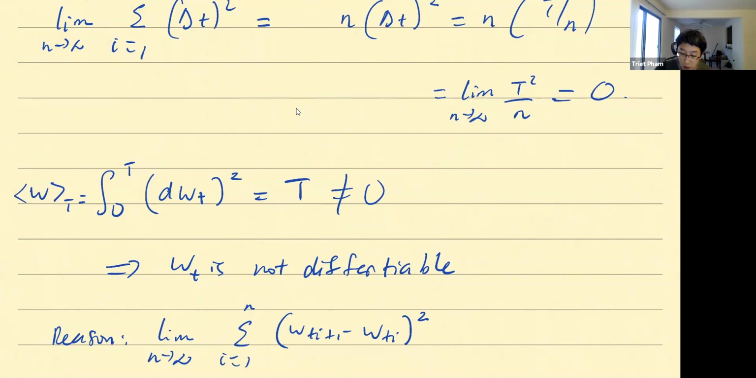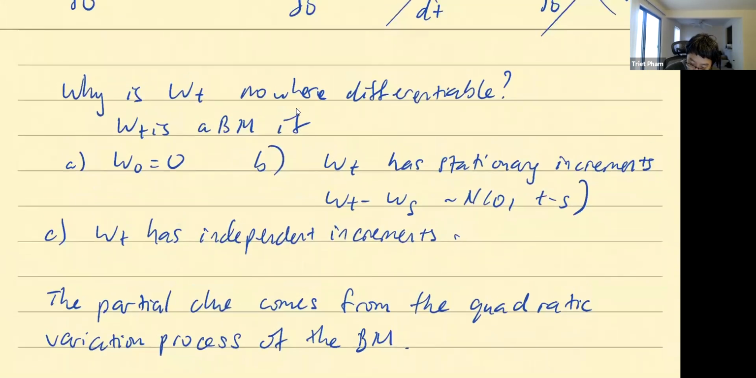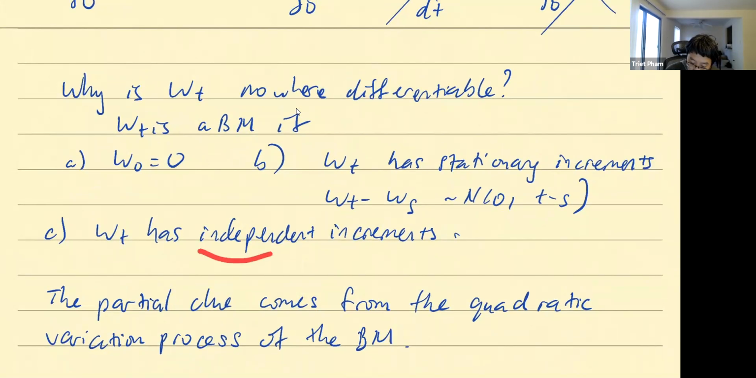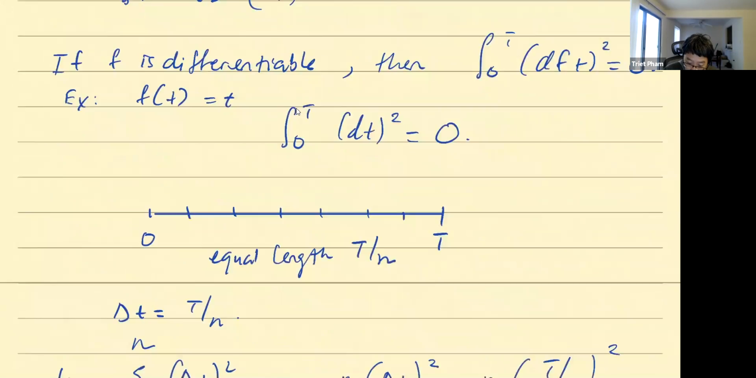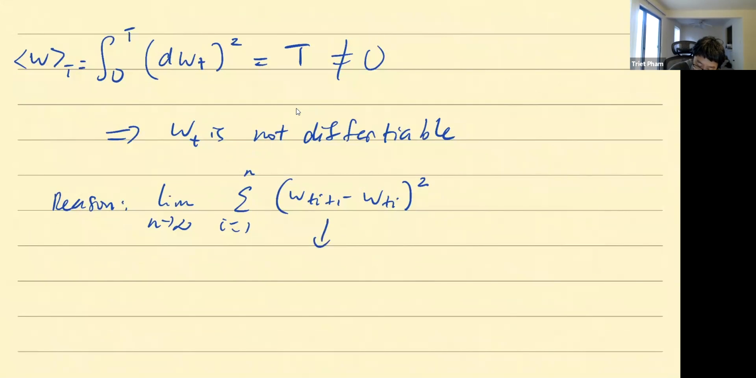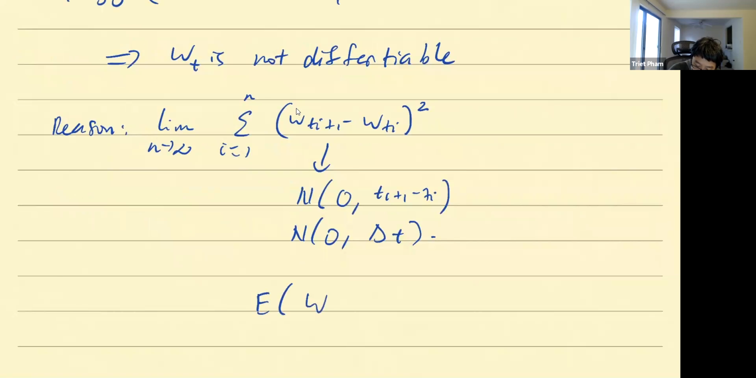You do, because remember, Brownian motion has independent and stationary increments of this form. So without the square, it's a normal with mean 0 and variance t_{i+1} minus t_i, which is exactly normal with mean 0 and variance delta t, because that's what we call delta t. So when you square it, the expectation of W_{t_{i+1}} minus W_{t_i}, squared, is exactly delta t.